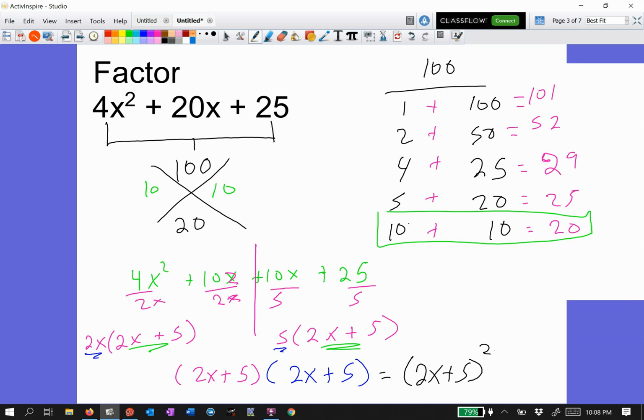Okay. As you notice, this is basically the exact same thing. The only difference that we did before is if these two parts are the exact same, I only have to write one of them with a square next to it. That's it.